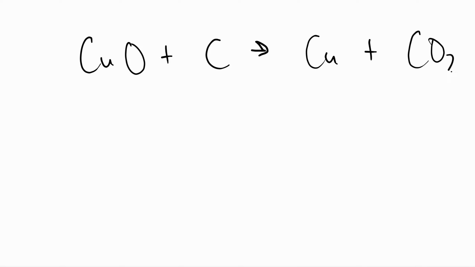If we have copper oxide reacting with carbon, it's going to form pure copper and carbon dioxide. Let's balance out the equation. We have one carbon here and one carbon here. Carbon's fine. One copper here, one copper here. Copper's fine. One oxygen here, but two oxygens here. So we need to balance it. 2. Now we have 2 coppers here and then 1 copper here. So we need to balance it. 2. And then everything else is balanced.